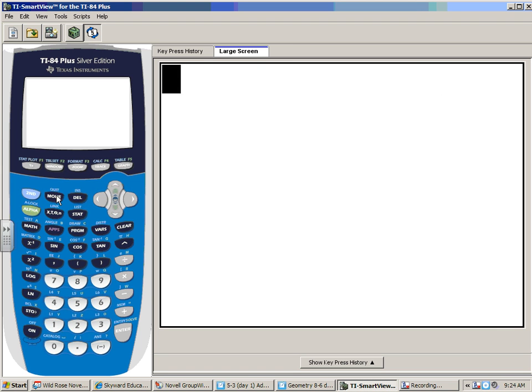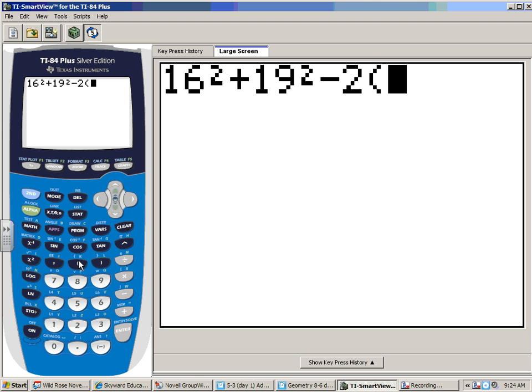All right, so what do we got to do? 16 squared. Here we go, 16 squared. Plus 19 squared. Now the minus, does it matter which one you hit? Can I hit this white one down here that's a negative looking sign, or do I have to hit the gray one that's minus? Yeah, hit the gray one that's minus. Very good. Minus 2. And if I were you, I would do this. Put the parentheses in. Did I type times in there or no? No, you don't have to. It knows.